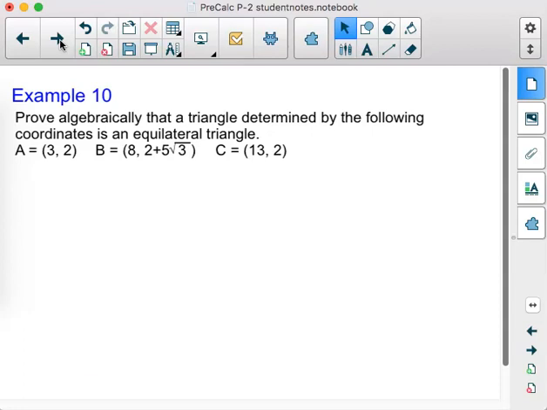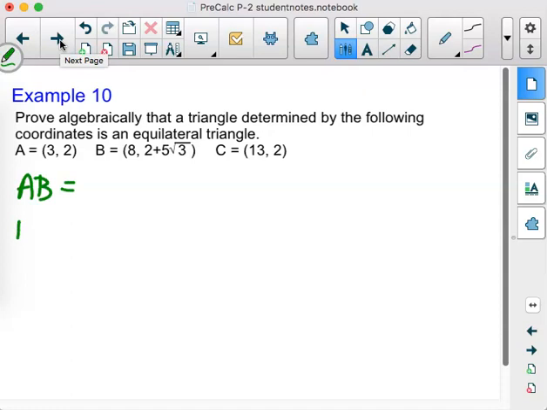Well, we did something very similar to this just a little bit ago when we were trying to use the Pythagorean theorem to see that we had a right triangle. So we're going to have to figure out what's AB, what's BC, and what's AC. And they better come out the same, or this is not an equilateral triangle. And I notice, oh, this one's a little tougher. Look what they did for the coordinates of B up there. So might have to think a little more, but that's okay.